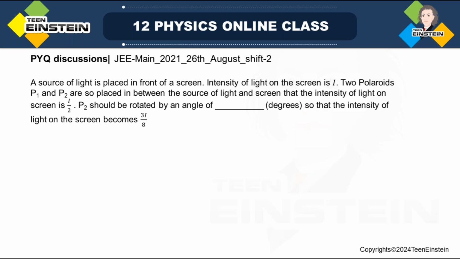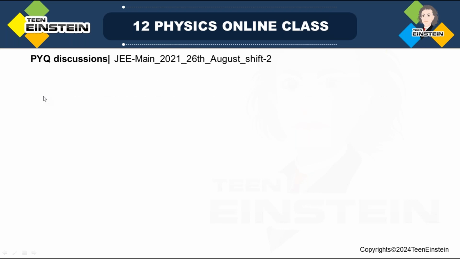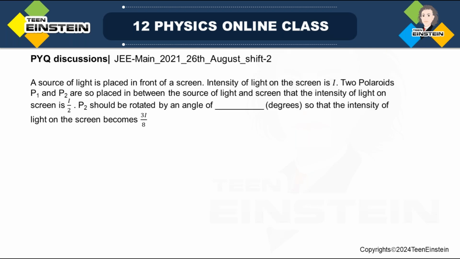so this question says a source of light is placed in front of the screen. Intensity of light is I. Okay, so two polaroids P1 and P2 are so placed in between the source of light and the screen that the intensity on the screen will be I by 2. Okay, so let me tell you, this is from polarization. Let me explain up to I by 2.